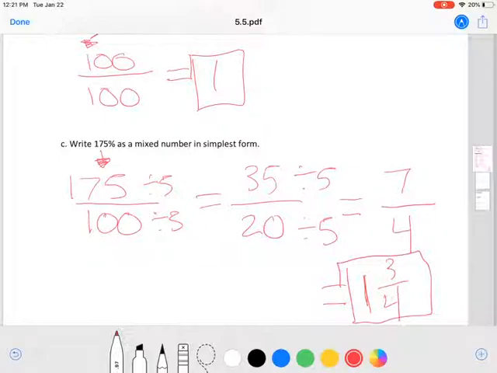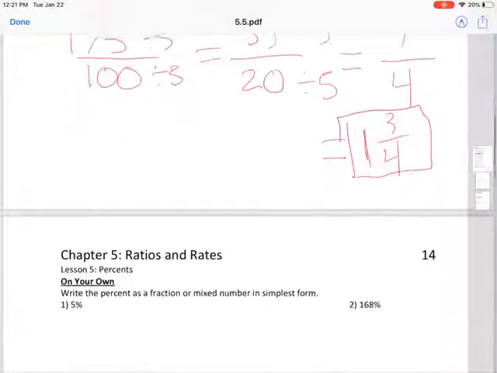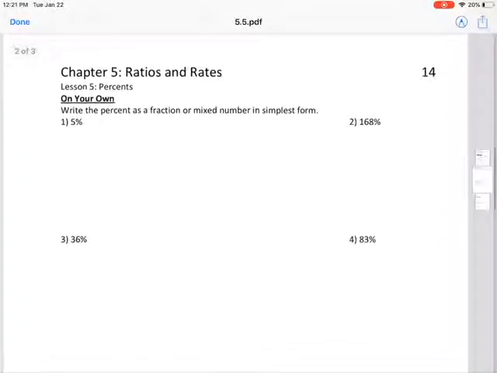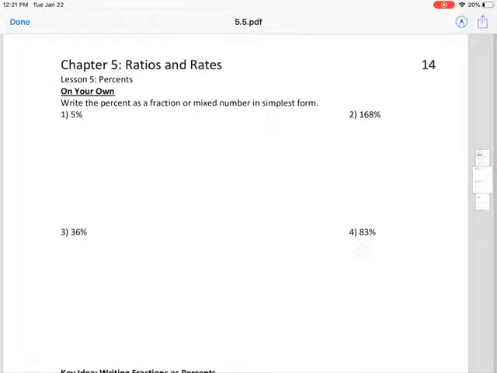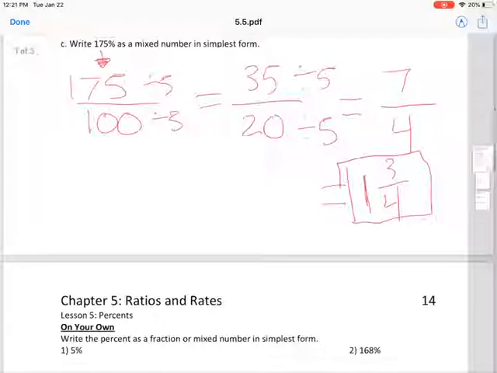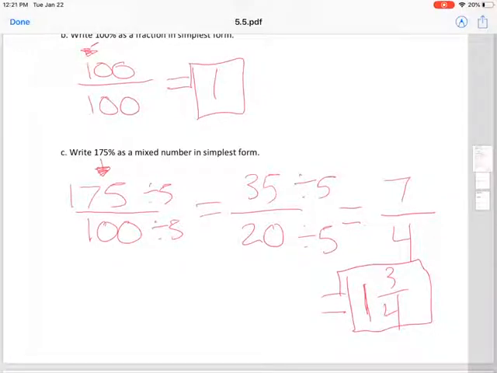So again, when you go to these four on-your-own problems, the first thing I want you to do is write these percents as the part to whole. For instance, in number 1, you're going to put the part is 5 over your whole is 100, and then you're going to see what you can simplify by. If something is not making sense, please re-watch this video on these practice problems.